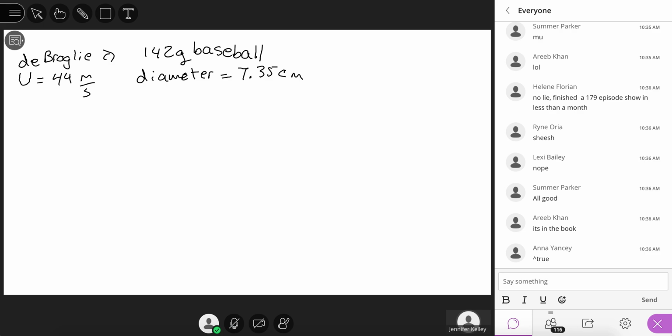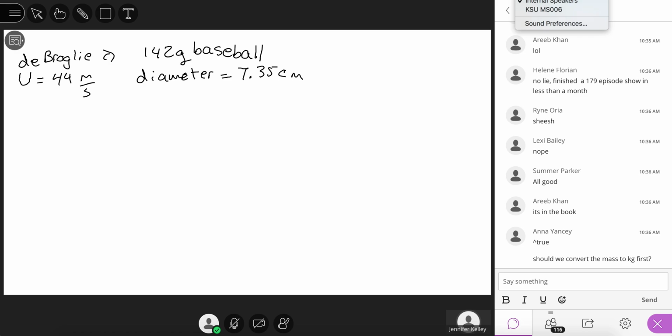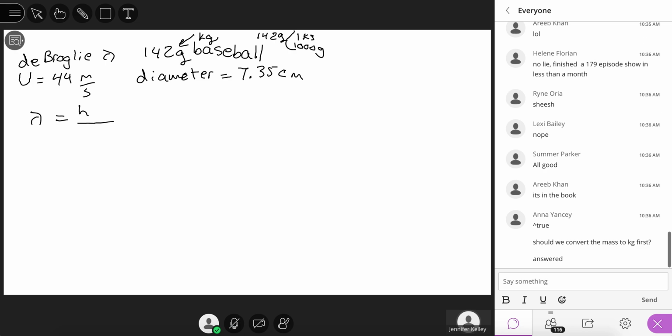When you look at problems like this, sometimes they will give you information you don't always need for the math part. For example, the diameter doesn't come into the math at all. It's just something to compare it to in the end. So looking at the de Broglie wavelength, we've got this equals h over the mass, and the mass has to be in kilograms. To get it in kilograms, you divide by 1,000. So it's 142 grams, 1,000 grams, one kilogram, and so that's going to be 0.142 kilograms.